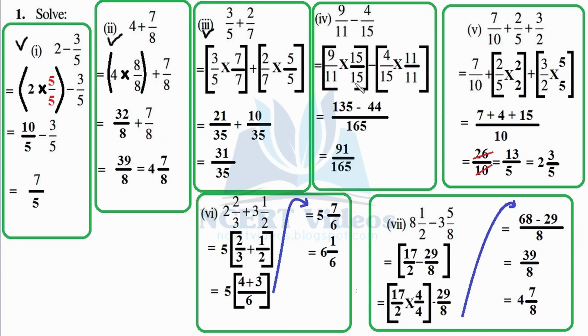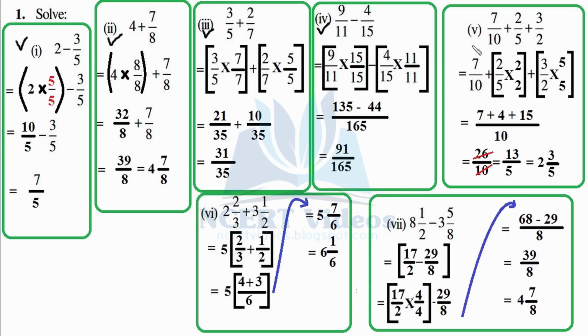Now here there is a trick to multiply with 11. Write the digits of the number you are multiplying, 1 and 5, and in between add them. 5 plus 1 is 6, therefore 165. No need to go with the long form of multiplication in the case of multiplication with 11. Again here the same thing. Now 5 minus 4 is 1 and 135 minus 44 is 91. So 91 upon 165. This is a proper fraction.